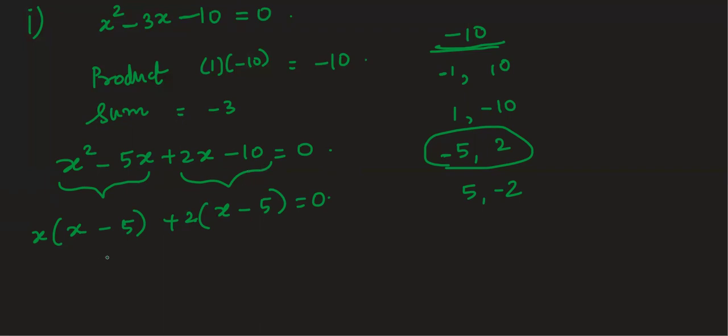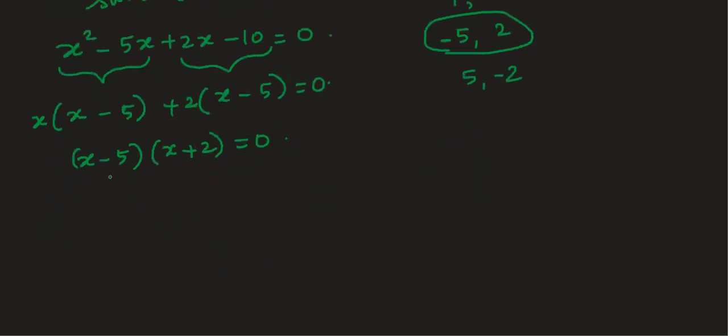Now in the next step, what we'll have to do is, x minus 5 is common. So take x minus 5 as common and the remaining will be x plus 2, is equal to 0.